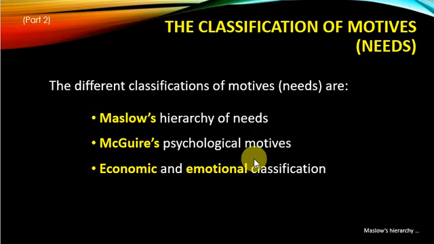The first person who did anything formal in this matter was probably Maslow, who developed a hierarchy of needs, which we'll look at just now, and then McGuire also looked at the psychological motivations. And then we also know that everything is not just psychological. We need to consider our emotions as well as economic considerations before we make a decision.